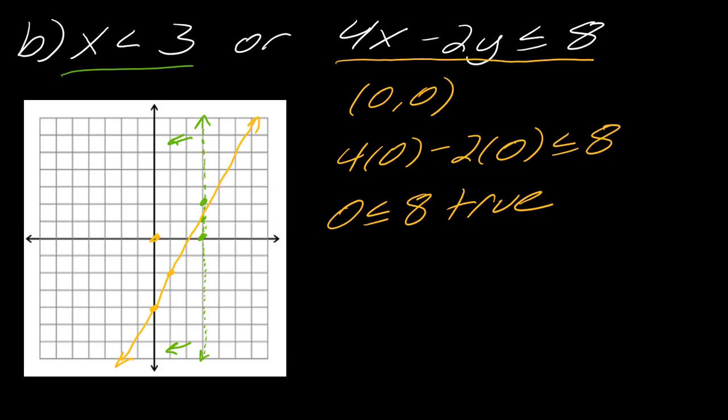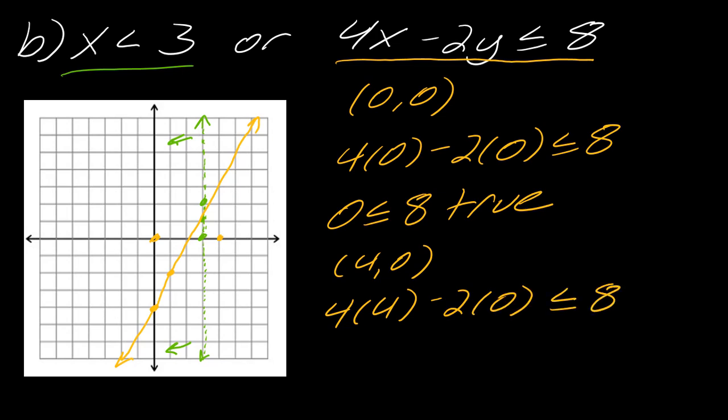Let's see, 1, 2, 3, 4. Let's see, it looks like 4, 0 will be on the other side of the line. So I'll take 4 times 4 minus 2 times 0 is less than or equal to 8. So this is 16 is less than or equal to 8. So that is definitely false. So now I can see that I want to definitely shade in this direction.